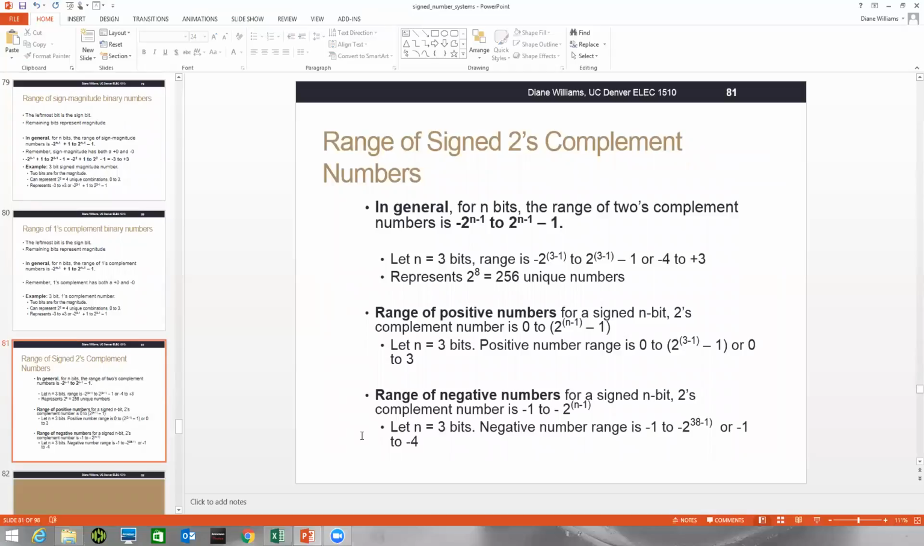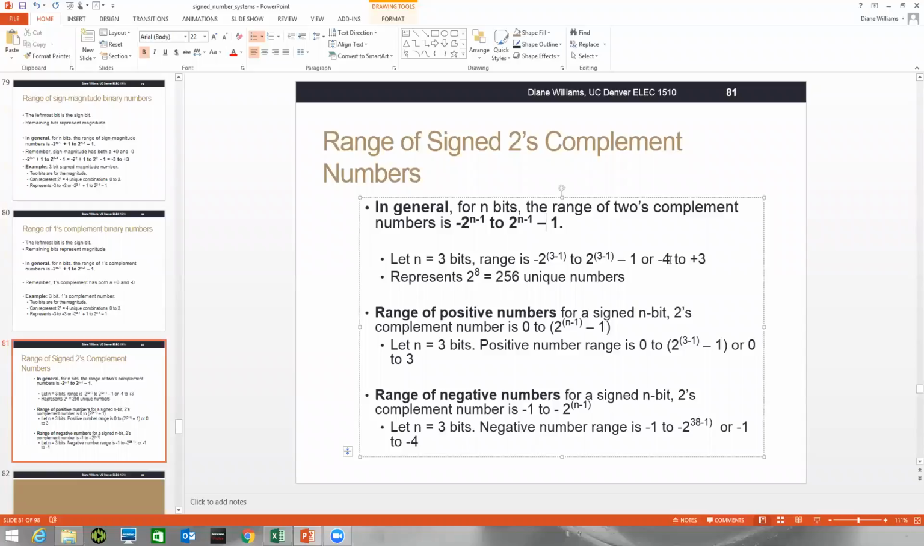Finally, 2's complement. Here's the one we're more concerned with. How do we represent a range of numbers in 2's complement? Once again, half of the table is for positive numbers, half is for negative numbers. When we have 3 bits, we still have 8 unique combinations. Half of those combinations will be negative, half will be positive. In general, for n bits, it's minus 2 to the n minus 1, to 2 to the n minus 1, minus 1. So if we let n be 3 bits, our range is minus 2 squared to 2 squared minus 1, or minus 4 to plus 3.